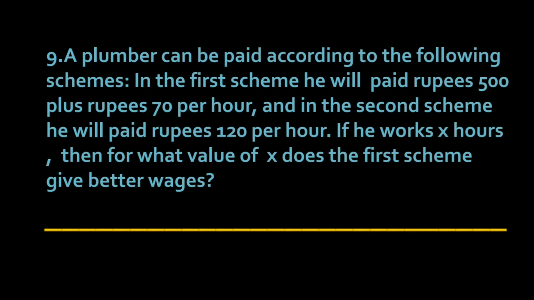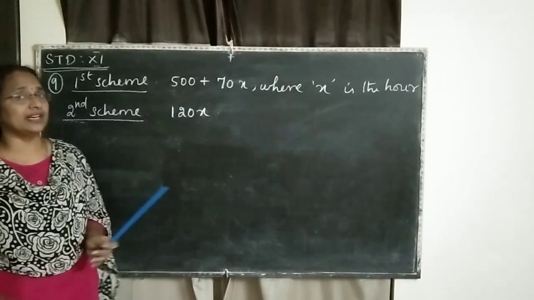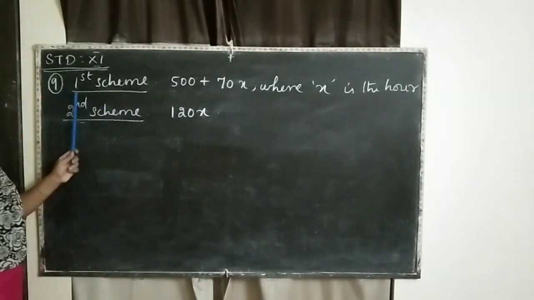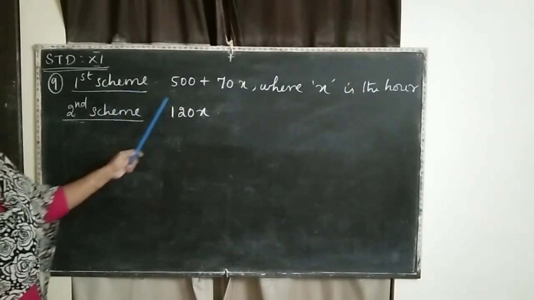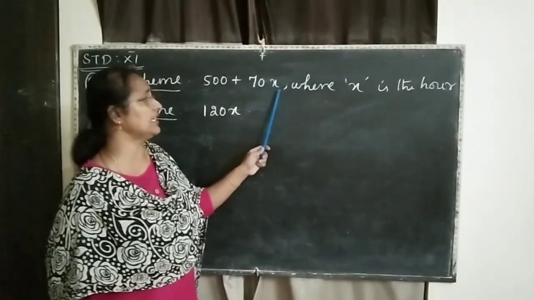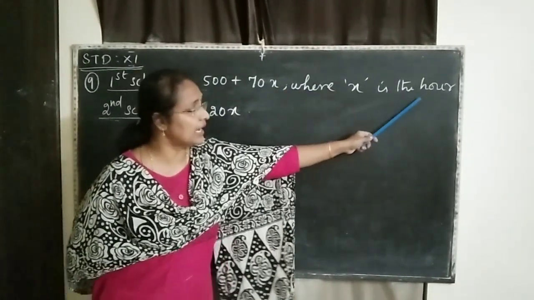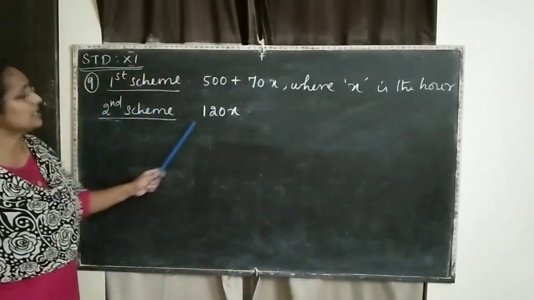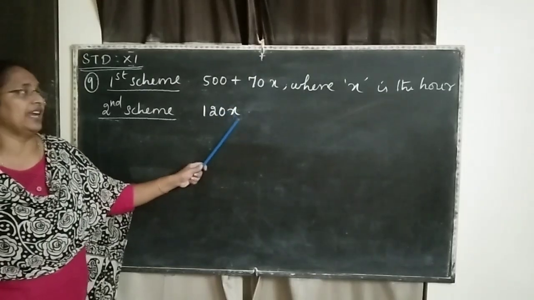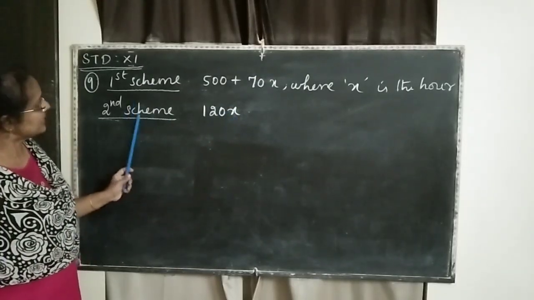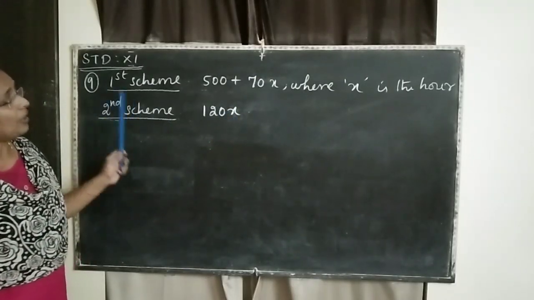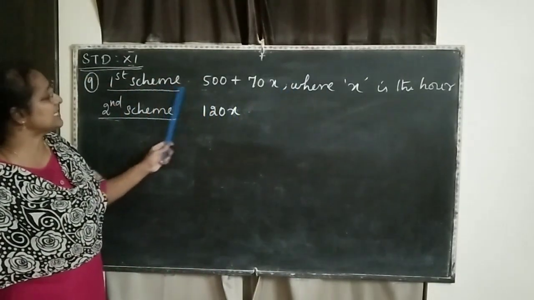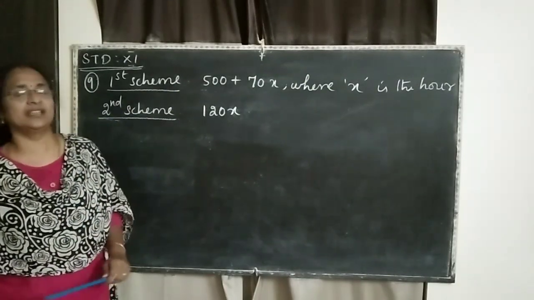Let's see how we are going to discuss it. Okay students, already we have discussed this understanding of the question. Now we have assumed that first scheme is 500 plus 70x, where x stands for the hour. Now the second scheme is 120x. Is it clear? Now they have given, for how many hours if the plumber works will the first scheme be the better wage, isn't it?